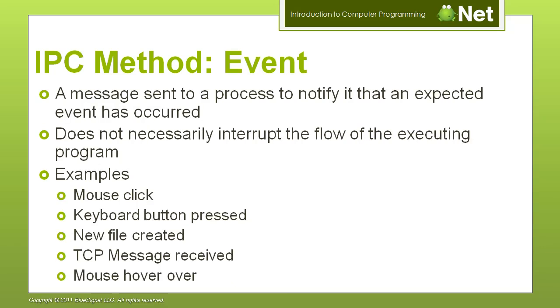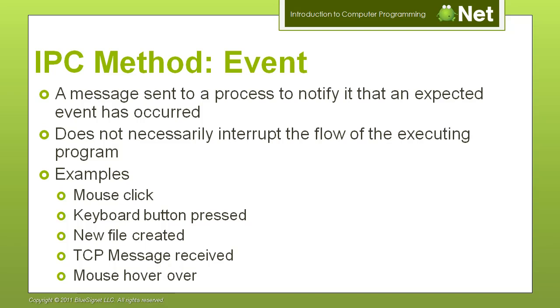So another type of inter-process communication method, which is similar to a signal, is an event. The difference between a signal and an event is that an event does not necessarily interrupt the flow of the executing program, but that request is still queued up and can be accessed by the program. Common examples of an event are a mouse click or mouse movement, keyboard buttons being pressed, a new file being created, a TCP message received on your network card, or mouse hover over.